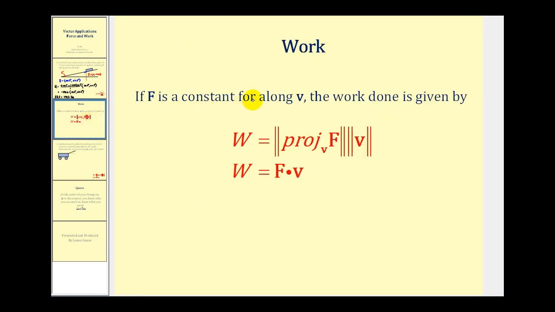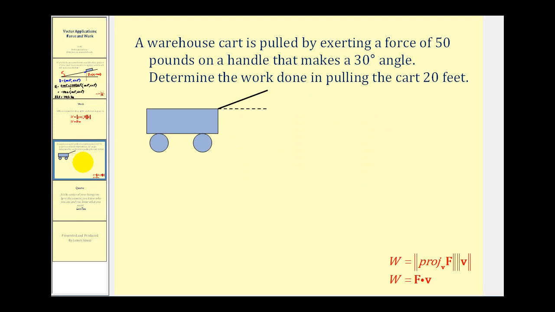If f is a constant along vector v, as we just saw, then the work done is given by the magnitude of the projection of f onto v times the magnitude of v, or vector f dotted with vector v. Now let's take a look at a work problem. Here a warehouse cart is being pulled by exerting a force of 50 pounds on a handle, as we see here in black, that makes a 30-degree angle. So this angle here would be 30 degrees. Determine the work done in pulling the cart 20 feet.